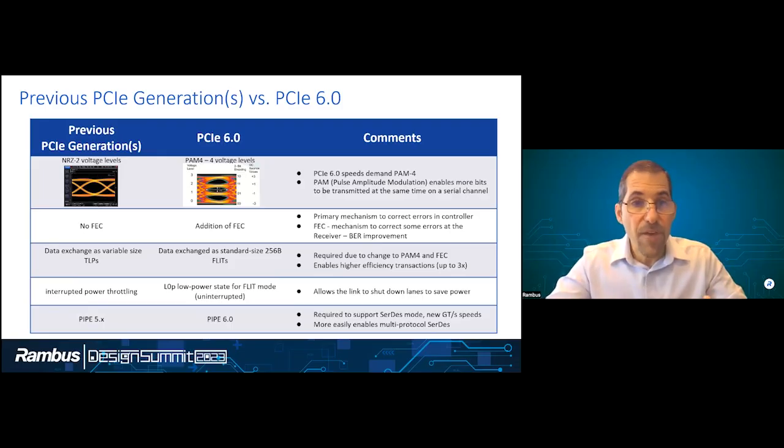There are features that are added, like the FEC in Gen 6, which helps improve bit error rate. The addition of the FLIT interface, low power mode. The L0p is a new power mode interface that's added to Gen 6 as well as the PIPE interface. So all these are new additions. A lot of them are in part because you're reducing bit error rate and need to improve the signal quality.